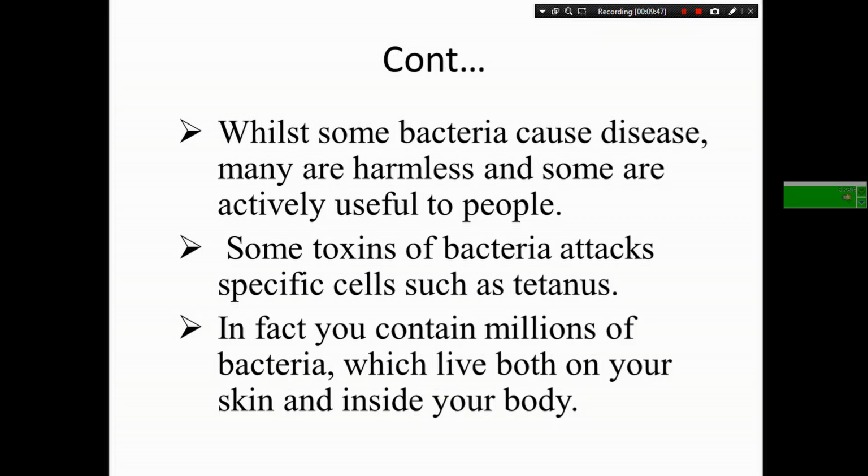So bacteria cause disease. Many are harmless and rarely some of them are actively useful to people. Some toxins of bacteria attack specific cells, such as tetanus. Tetanus mainly attacks a specific cell of our body, which is known as neurons or nerve cells. Those neurons are mainly attacked by that type of bacteria. They release poisonous toxins, and those bacteria grow nearly everywhere and they can multiply fast. Many bacteria can double every 30 minutes. So these are one group of pathogens.